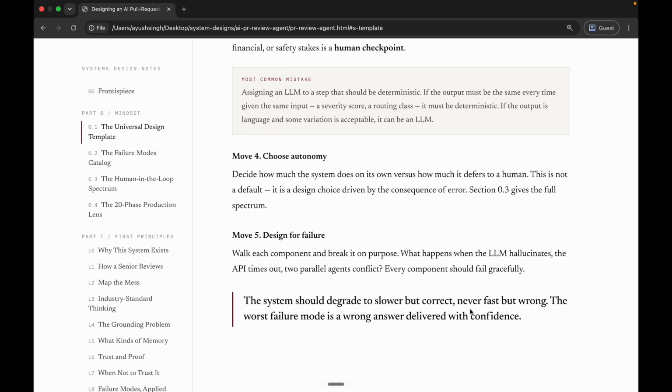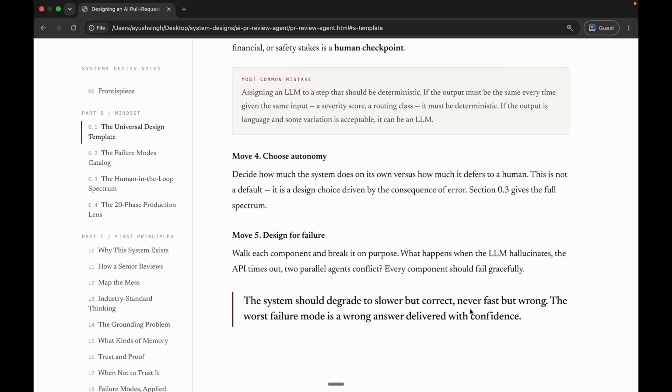So let's take a very simple example. Let's say your LLM hallucinates, right? What will you do after that? Let's say a particular embedding model from OpenAI is not working, it's down for some reason, so your complete system is down, right?